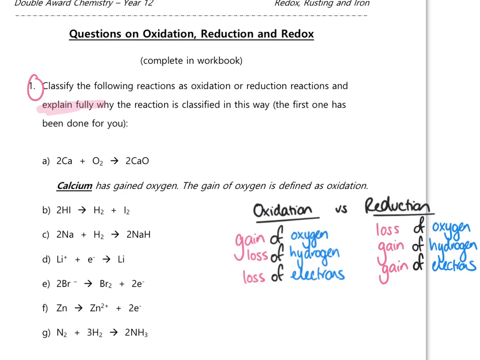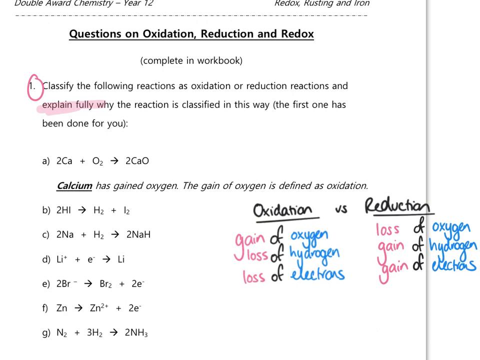And what I want you to use is that 2-sentence structure that we have been doing since the start of the topic. So such and such has lost hydrogen. The loss of hydrogen is defined as oxidation, for example. So let's look at this first example to show you what I mean by this.